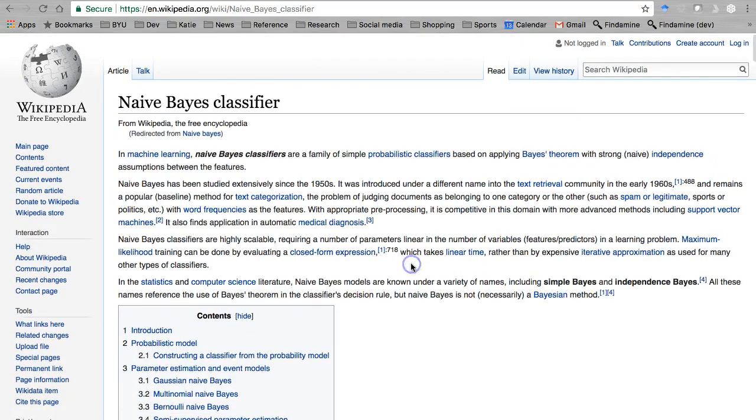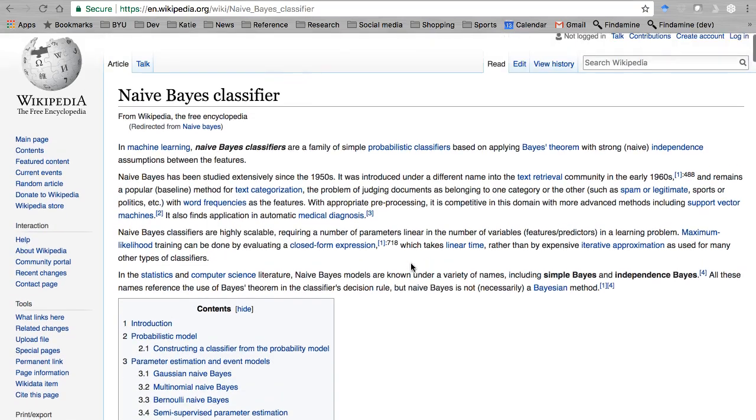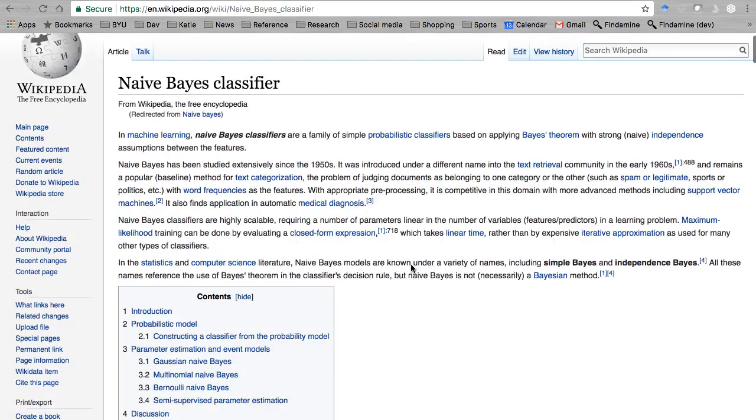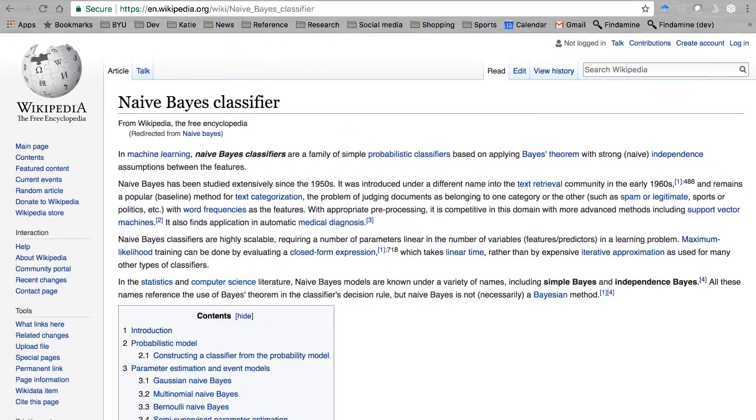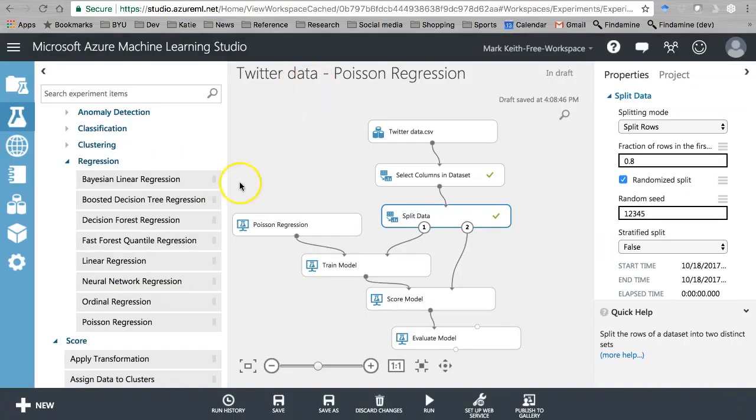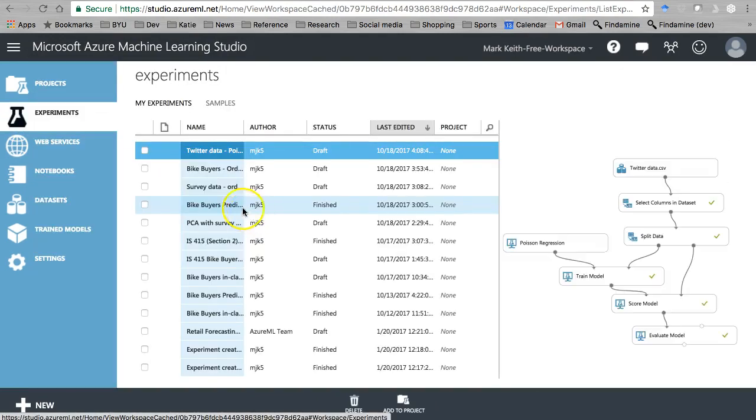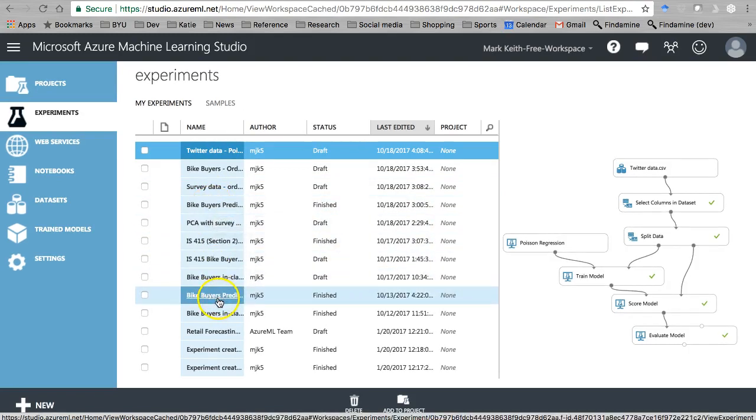Again, their advantage is that they're very fast, not necessarily consistently as accurate compared to some of the other models that they have, but it should be an improvement at least over linear regression a good part of the time. So let's test it out. I'm going to close out this one I was using before. Let's go back to one of my bike buyers examples. That should be plenty sufficient to show how this is going to work.